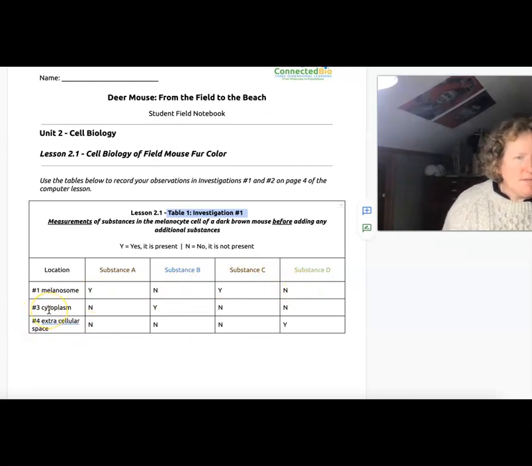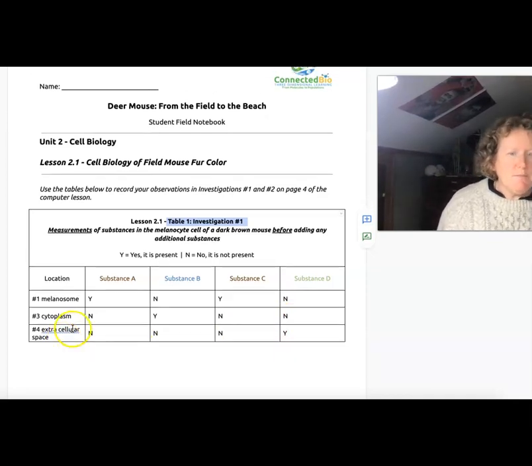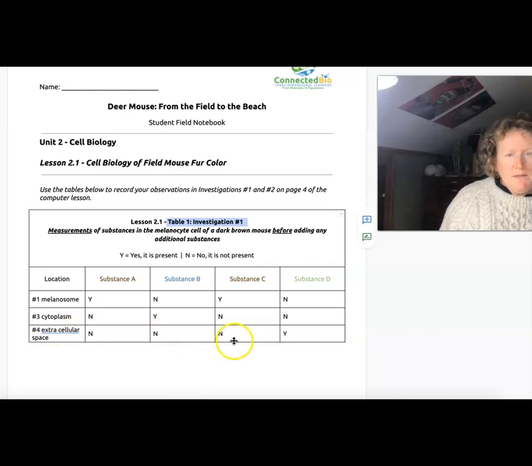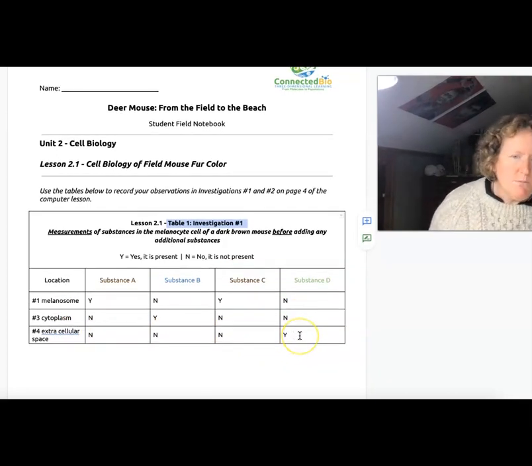In number 3, in the cytoplasm, substance A did not show up, so I put a no. Substance B showed up, so I put a yes. Substance C did not show up, and substance D did not show up either. This is basically a summary of the information on the graph we were just looking at. In the extracellular space, just outside the cell membrane, A, B, and C did not show up, but when we measured substance D, it was present, and we saw that in the graph.